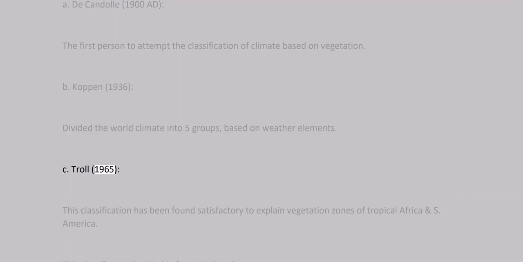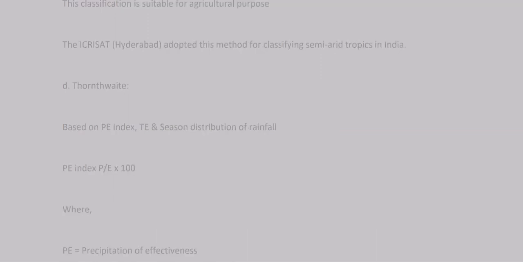C. Troll, 1965. This classification has been found satisfactory to explain vegetation zones of tropical Africa and S. America. This classification is suitable for agricultural purposes. The ICRISAT, Hyderabad, adopted this method for classifying semi-arid tropics in India.